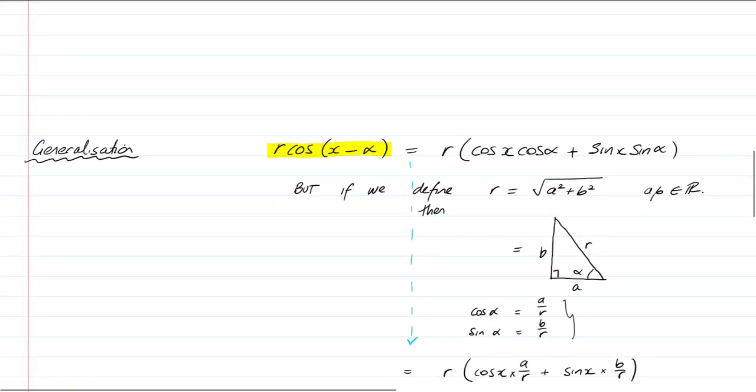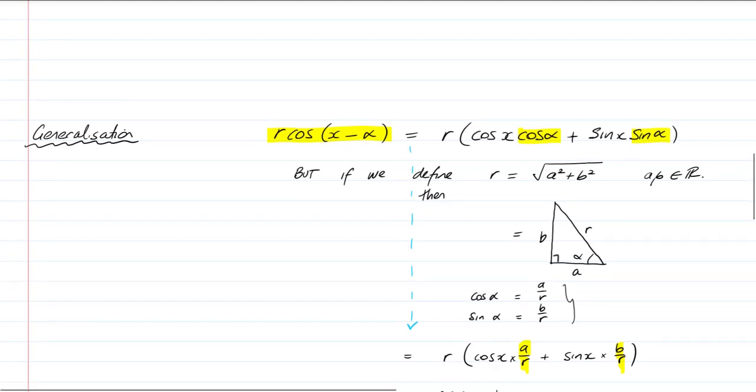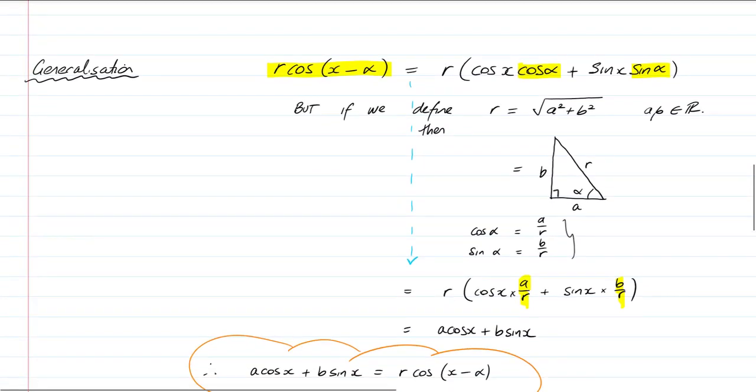And that means that in our expansion above, you'll see I've done that blue dotted line down to where the equal sign continues, cos alpha becomes a over r, as stated here, and sin alpha here has become b over r. And so we've got that expansion, which doesn't look like it helps as much, except when we realise that the r's cancel out. So we can divide the r out the front by the common r divider on the inside, leaving us with a cos x plus b sin x. And of course this looks suspiciously like what we were dealing with at the start.